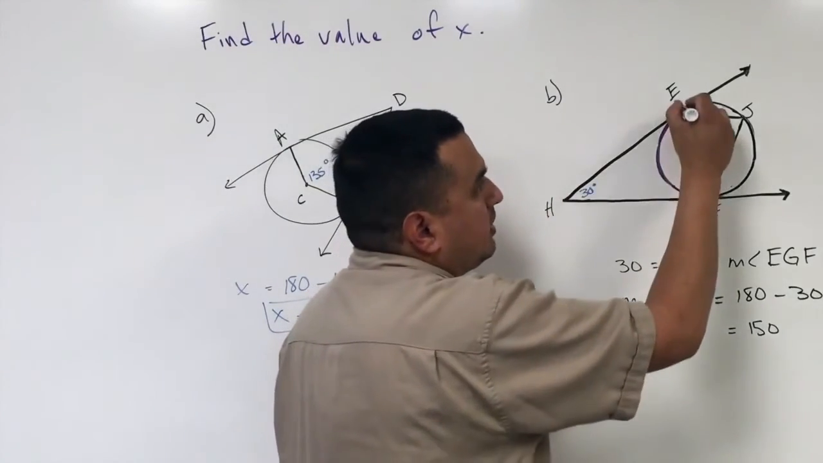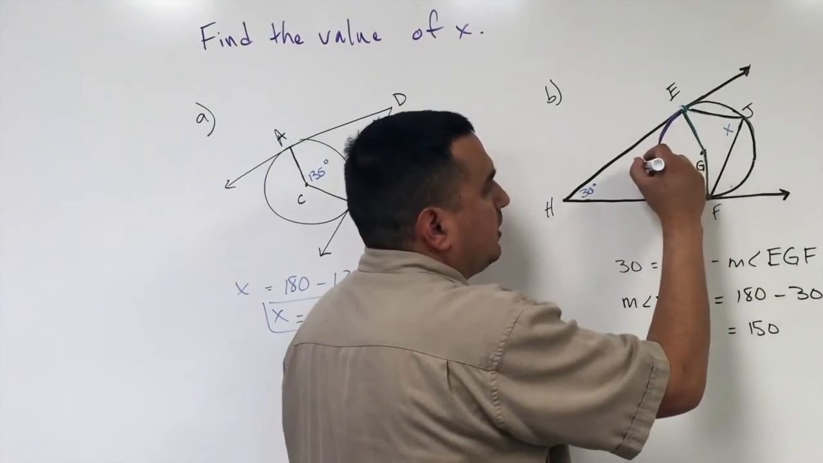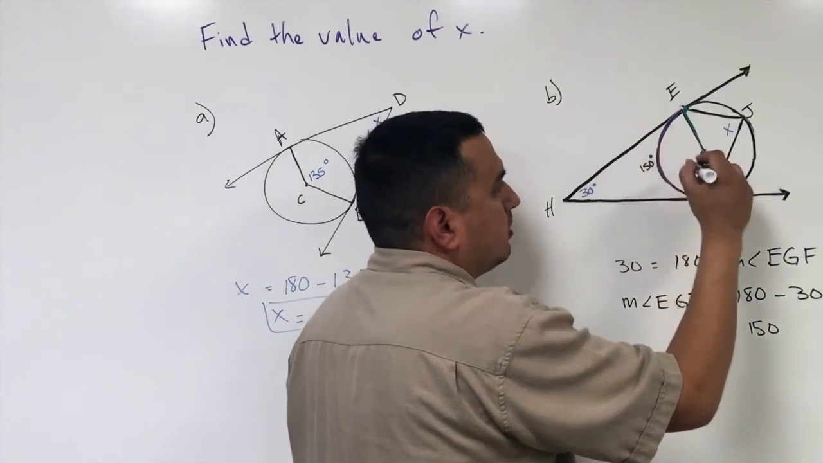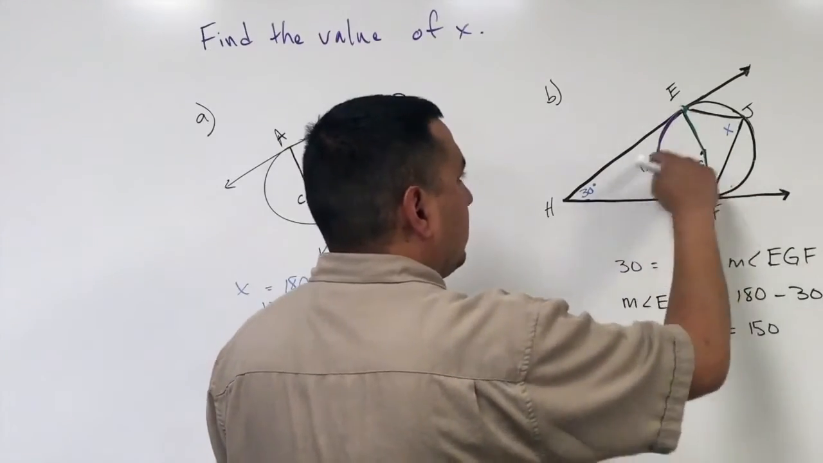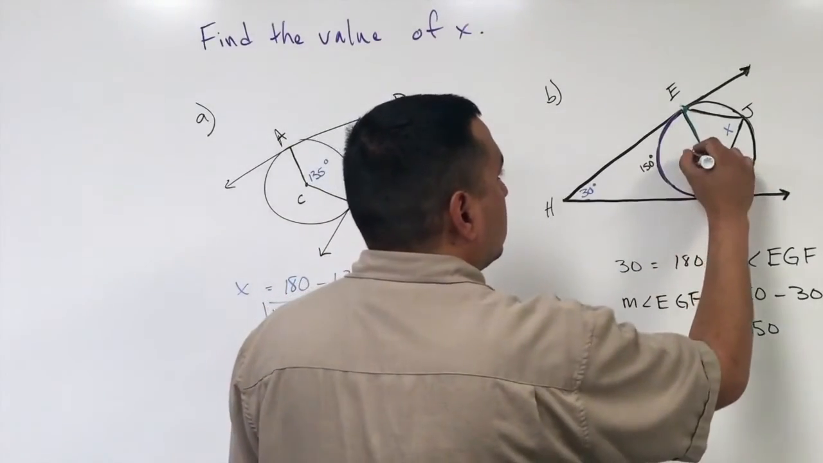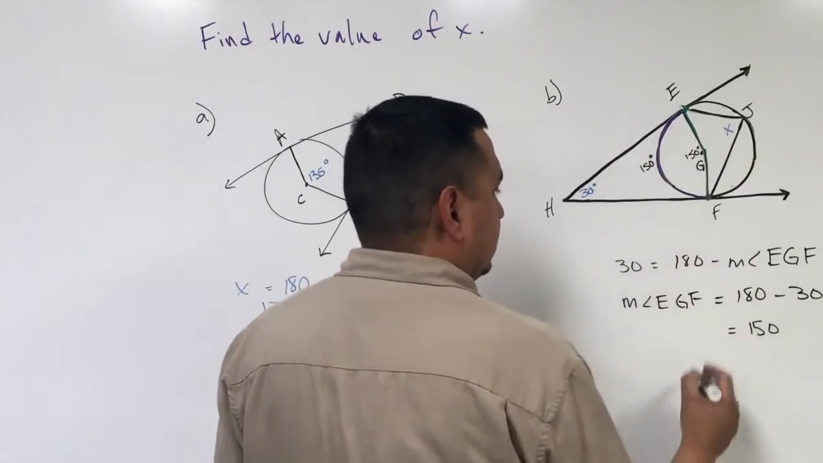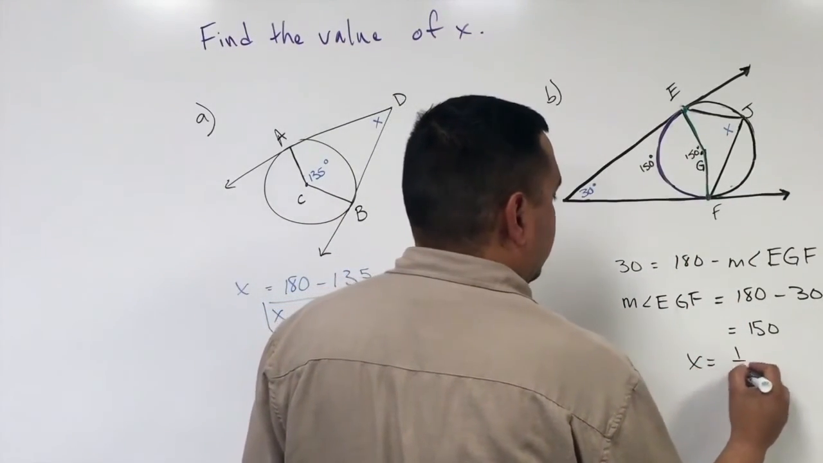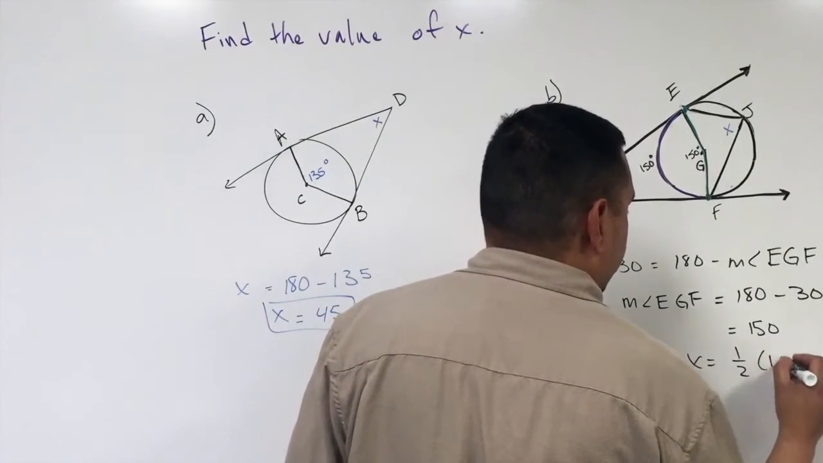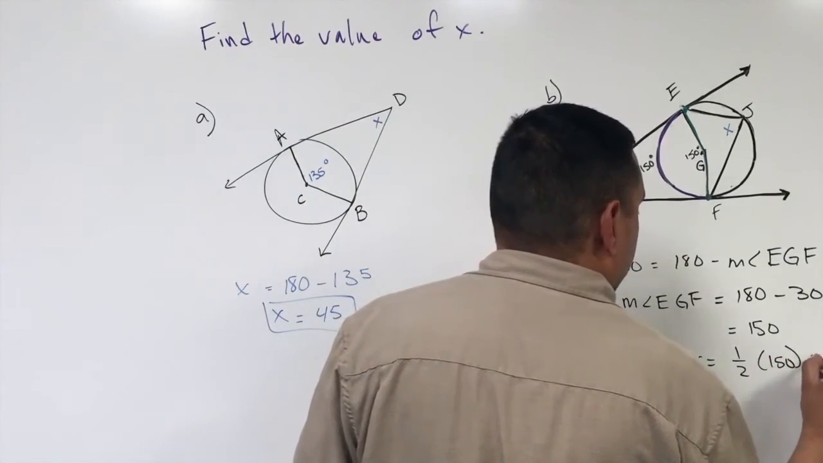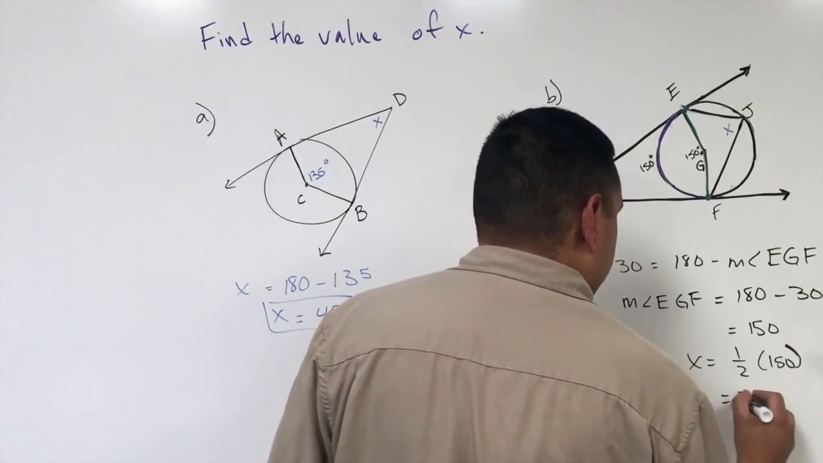And because EGF is a central angle, I know that the 150 is the measure of this arc here. So the central angle and the intercepted arc are equal. So in order to get x, x is going to be half of the intercepted arc, which in this case is half of 150, and that is equal to 75.